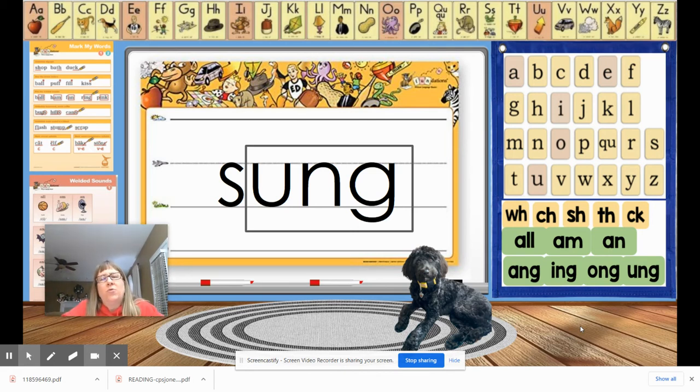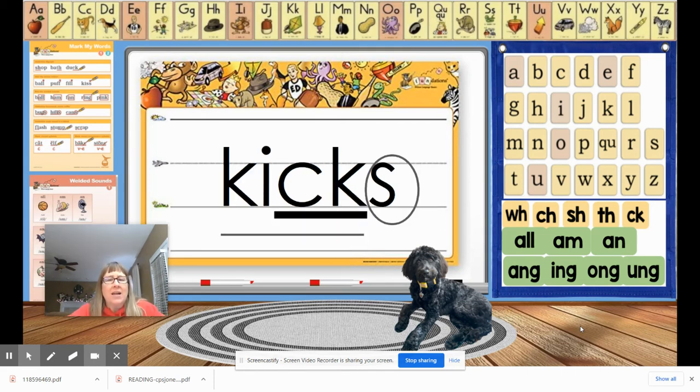Okay, before we check it, everybody make sure you have kicks. Okie doke, kicks is spelled K-I-C-K-S. I'm going to underline my digraph, I'm going to underline my base, and I'm going to circle my suffix. Awesome job. Now we have two trick words.